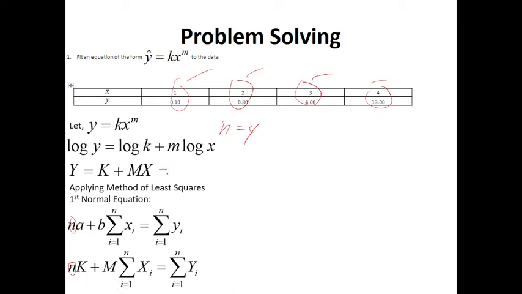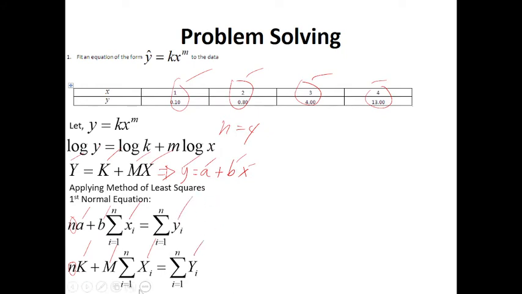So in this case, from my previous discussion, this is similar to y equals a plus bx. So in this case, we have a equals k, then m equals b. So we have b and m, then x equals x. That's why we have lowercase x sub i, uppercase X sub i, lowercase y, uppercase Y.